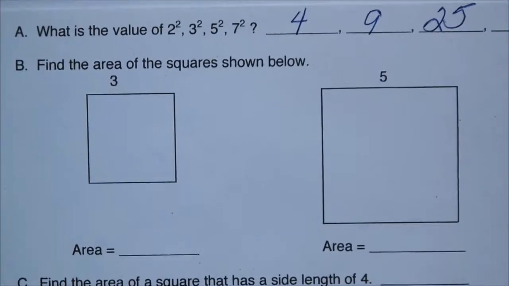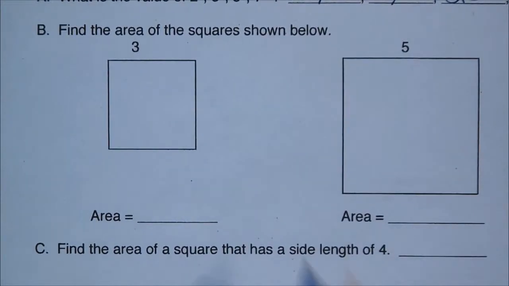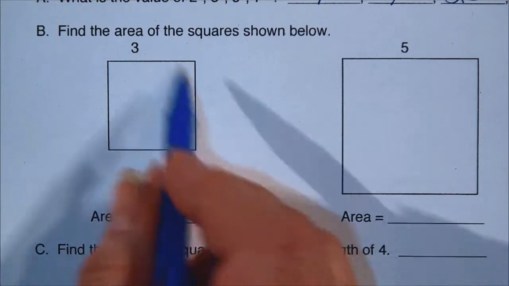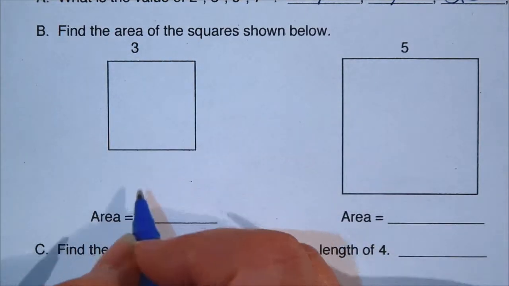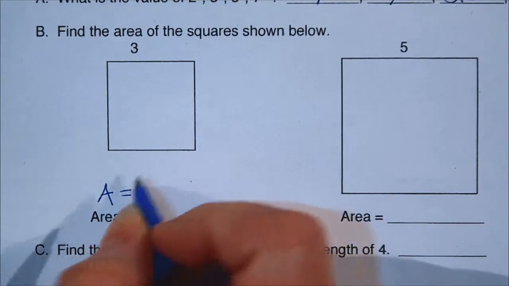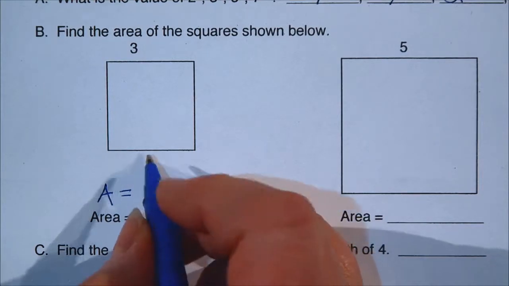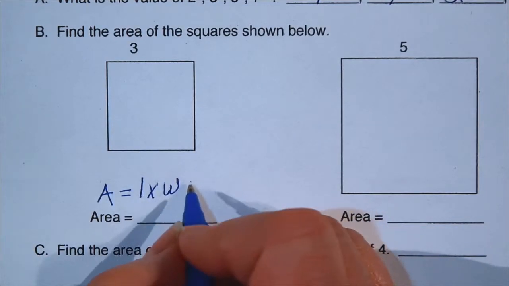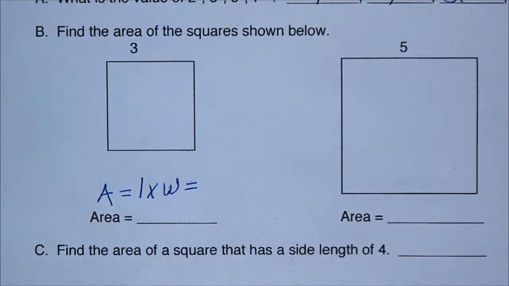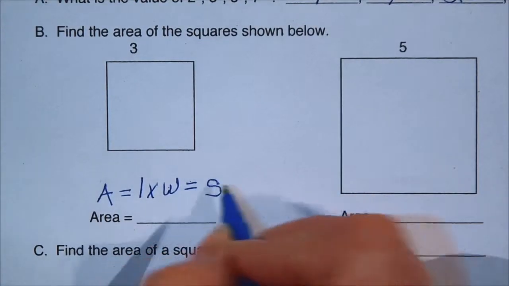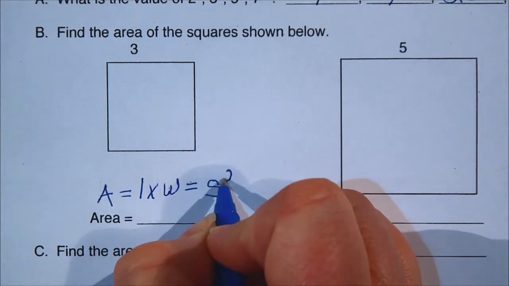Now, let's look at B. What's the formula for area of a square? These are perfect squares. They're not rectangles, so 3 times 3. That's volume. Length times width is the area of a rectangle, because a square is a specific rectangle where all the sides are the same. Our length and width equal the same thing. We call it S for the side squared.